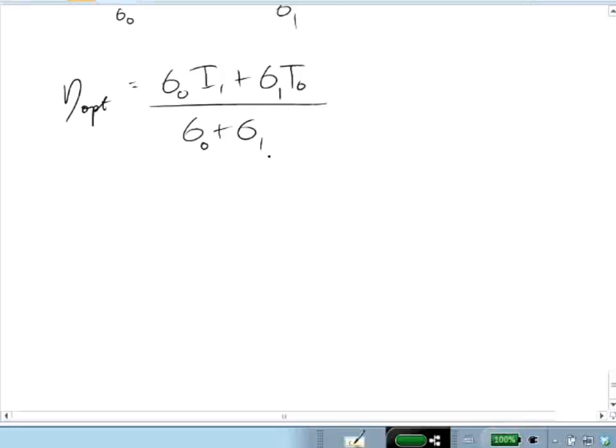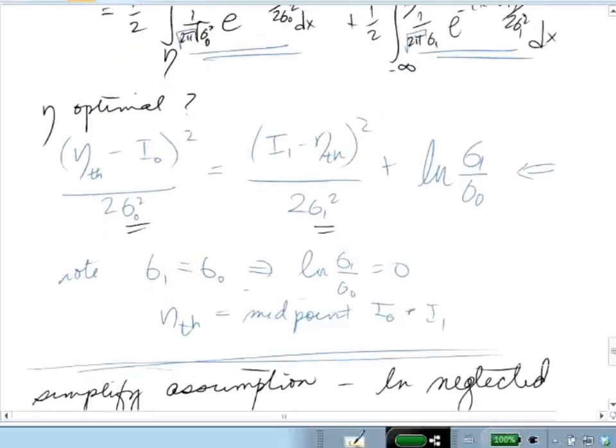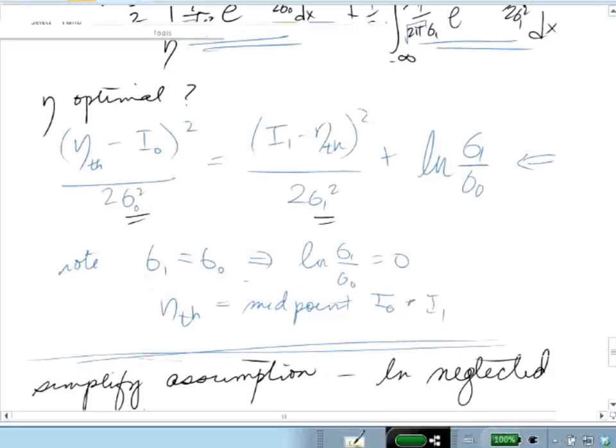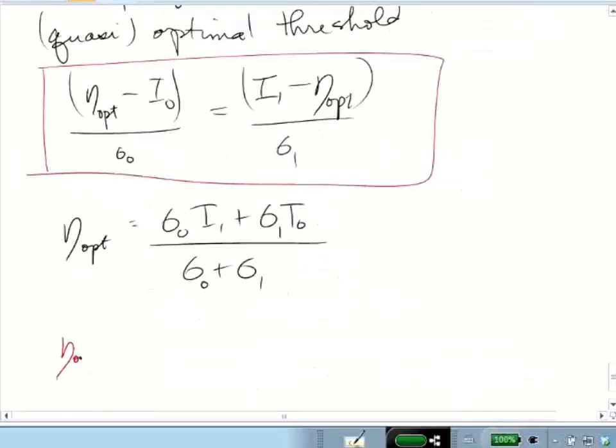But certainly this is the theoretical version. And what I'd like to say is also, if we take a step back and go back to this equation, I'm just going to take η_op minus I0 over σ0, and I'm actually going to plug in what we have found to be the optimal threshold.